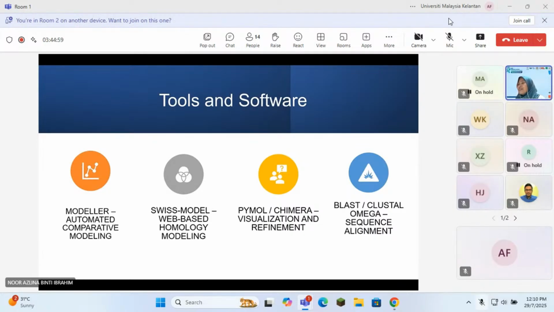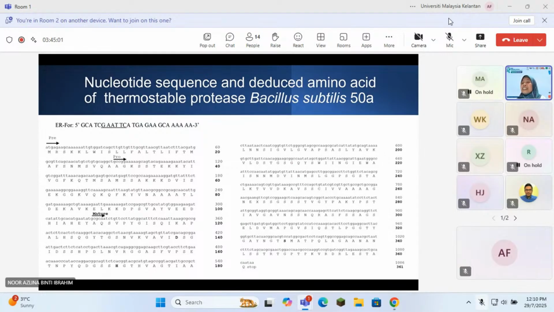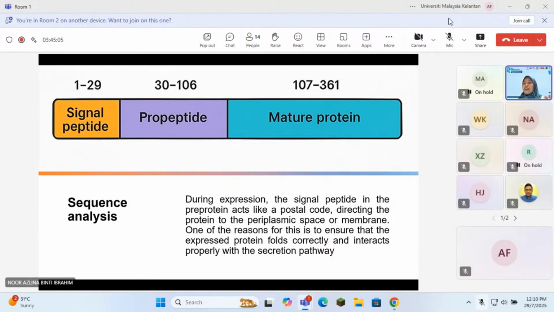And then from this primary sequence, I can predict the structure. But before that, I have to remove the signal peptide and propeptide from the sequence, and then just take the mature protein to do the prediction.